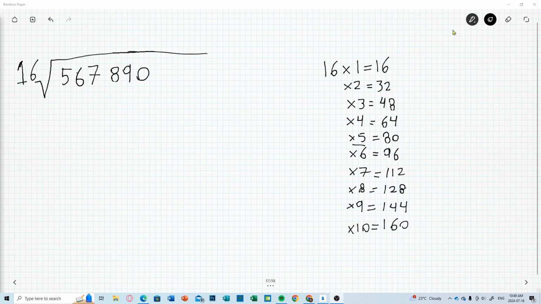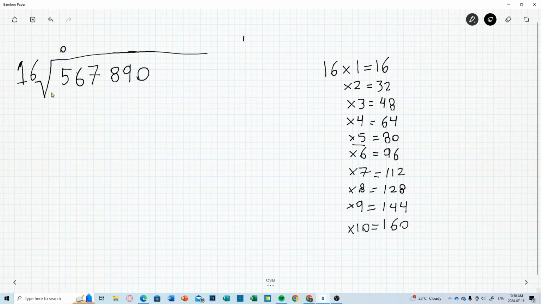So now we ramped up the difficulty quite a bit. We have 567,890 divided by 16. So we'll take this nice and slow and go step by step, and it won't be too bad. So to start, we'll notice the 5.